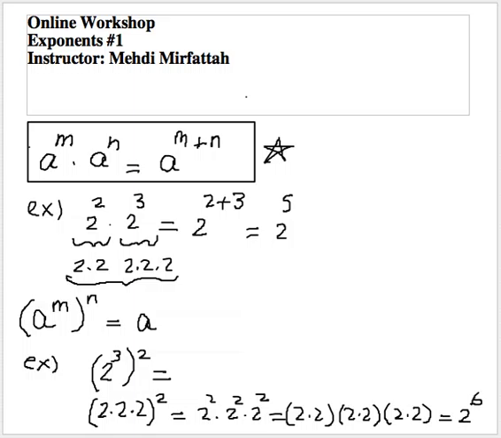Now, Cassandra, can you tell me what you were doing here? How do you get 6 here? If I have 2 to the power of 3, the whole thing to the power of 2, what do we do with the exponents then? We don't add them again. What do we do then? We multiply them, exactly. So that would be m times n. Exactly. So it would be 3 times 2. And that's why we would get 2 to the power of 6 here.